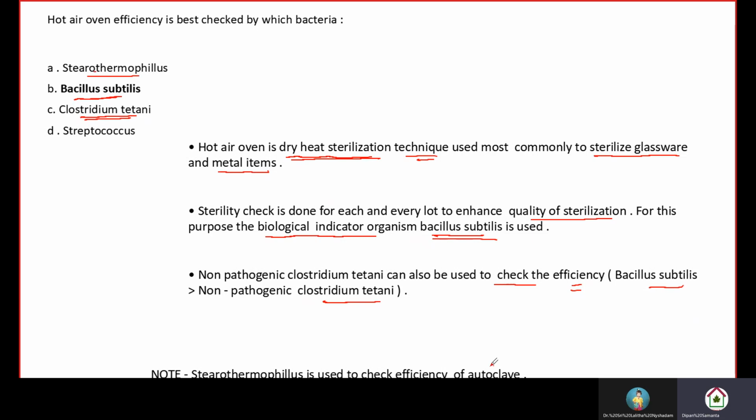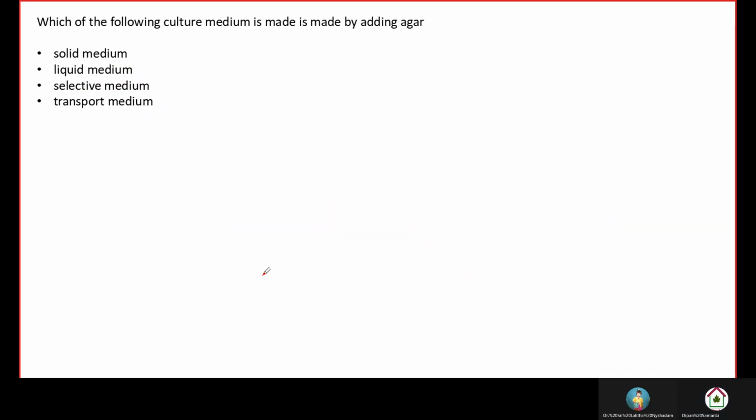Stearothermophilus is used for checking the efficiency of the autoclave, and Bacillus subtilis is for the hot air oven. This must be remembered. Okay, so next question.